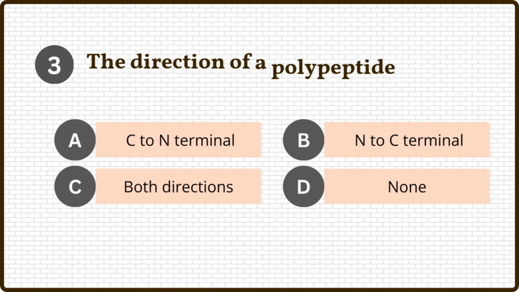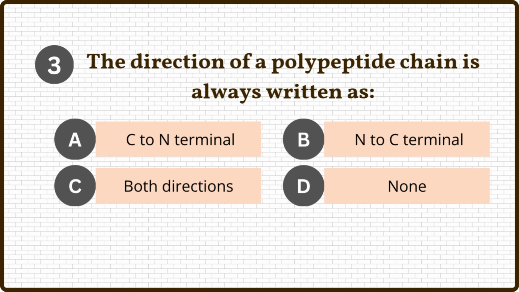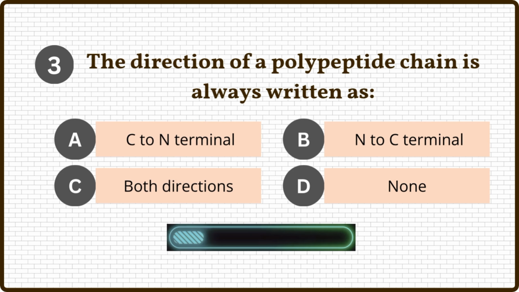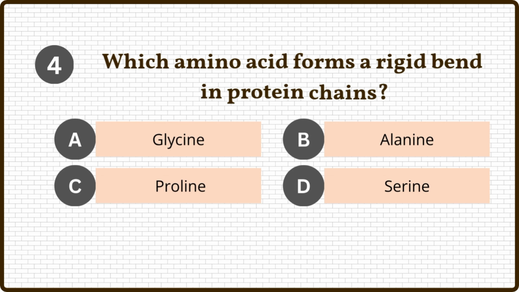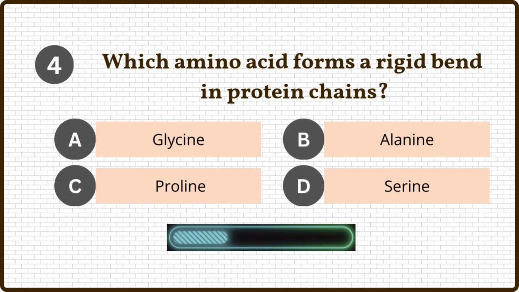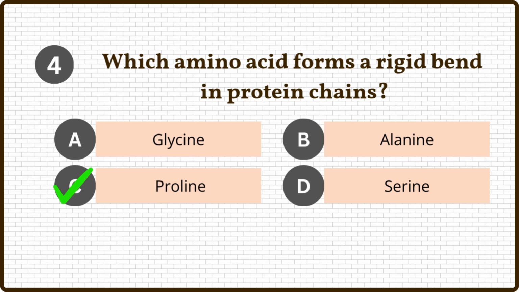The direction of a polypeptide chain is always written in N terminal to C terminal. Now, which amino acid forms a rigid bend in protein chains? Proline.